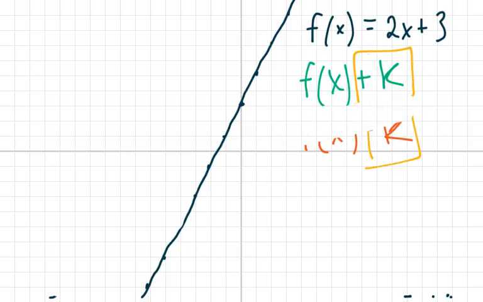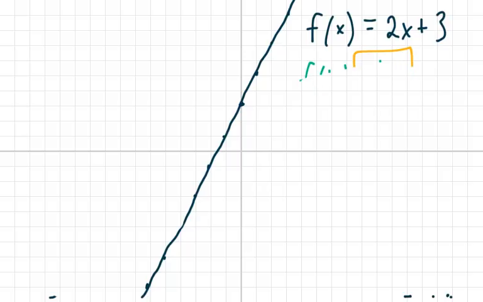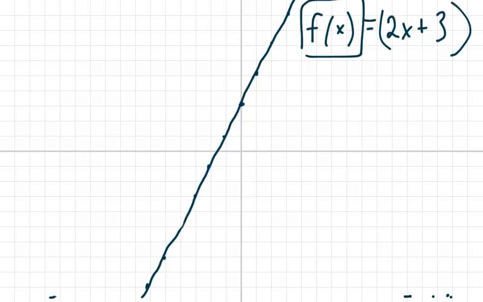So let me erase that so we have a little bit of space. And the actual function here, the 2x plus 3, we don't even really need to worry about this part right now. We're mostly just concerned with this f of x. Because all I need to know, let's say I want to graph f of x plus 2.